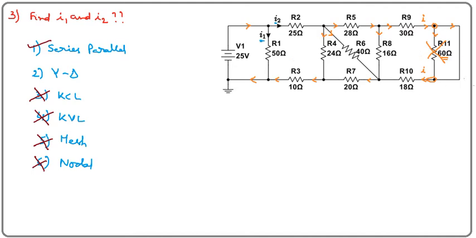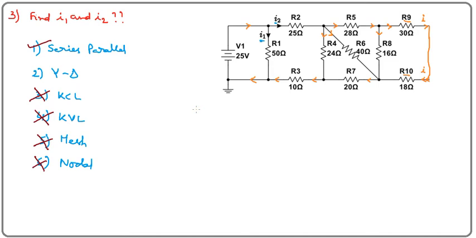Once this resistor is removed, we can see how the current is passing. Let me remove the resistor and then show you. See, I have removed the resistance here and simply added a line, because this is simply a line. Now I can say that the same current is passing through R9 and R10, so these two are in series.